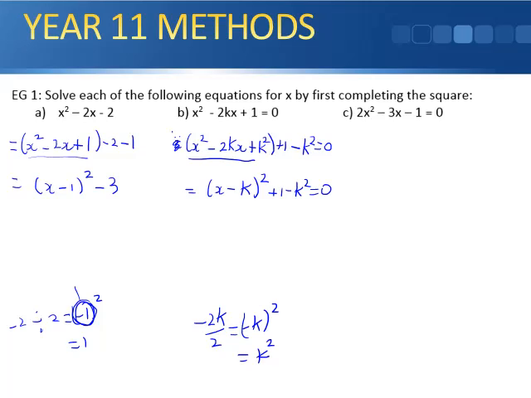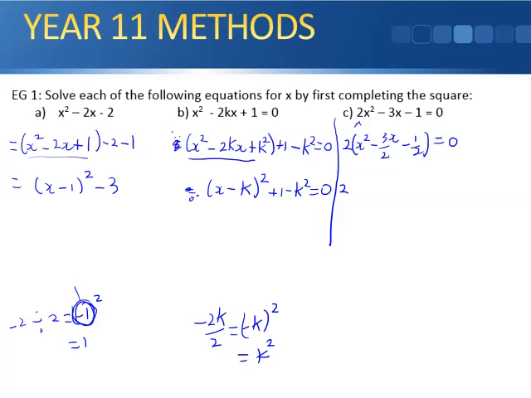Look, we can factorize that one as well. We better change this to the therefore sign. C is slightly different. I'm just going to put a line here so we don't get confused. This has got the number 2 in front of it. So the first thing we need to do is take 2 out as a common factor from everything. So we get x squared minus 3 on 2x minus a half equals 0.